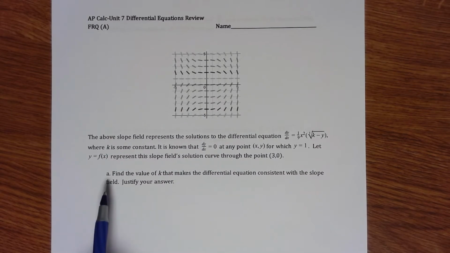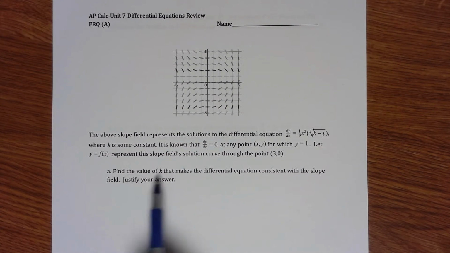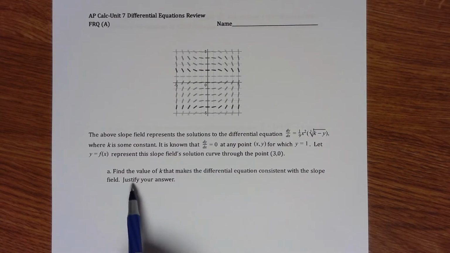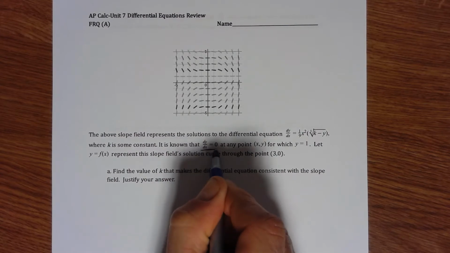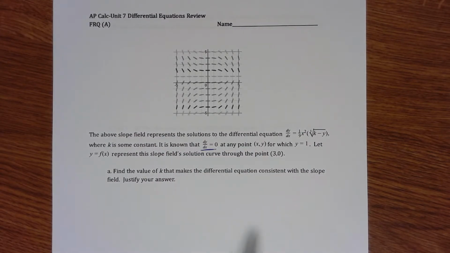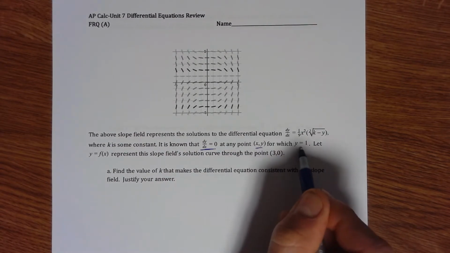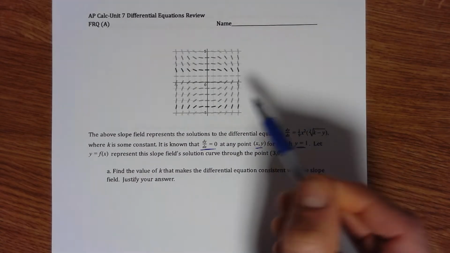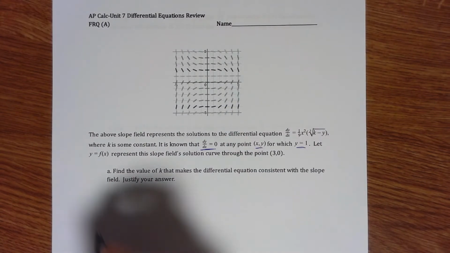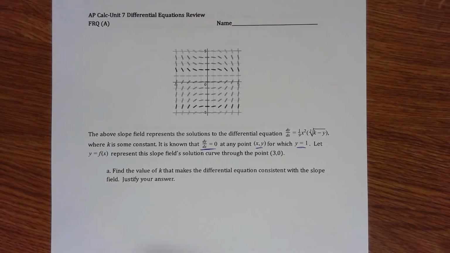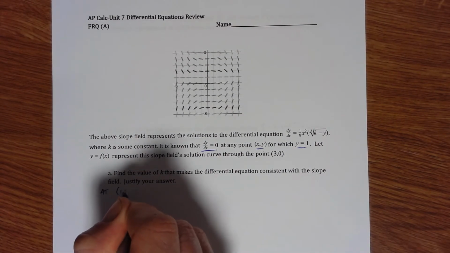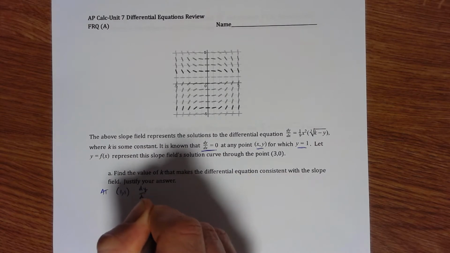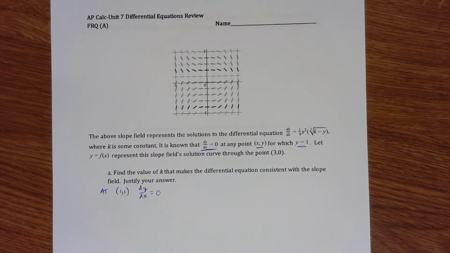So part A asks us to find the value of k that makes the differential equation consistent with the slope field. Justify your answer. So we're going to jump right into it. We know that the derivative is 0 at any point x, y where y equals 1. So I grabbed the point (1, 1) up here and noticed that at (1, 1), dy/dx has a value of 0.